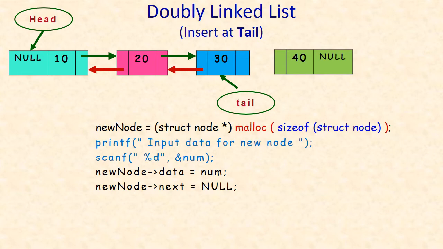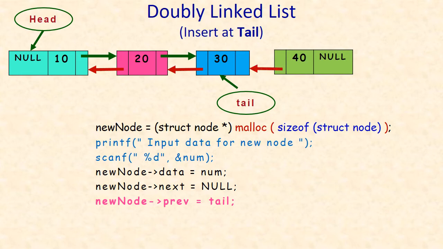Okay, now let us see the further actions to establish the link between the previous tail and the current new node. So this is how we establish the link. New node previous is equal to tail. That means the new node's previous address holds the address of the previous node, and here the previous node is tail, right? So the address of the previous node, that is why tail is assigned. So the link will be established like this.